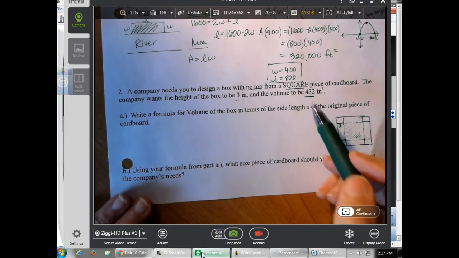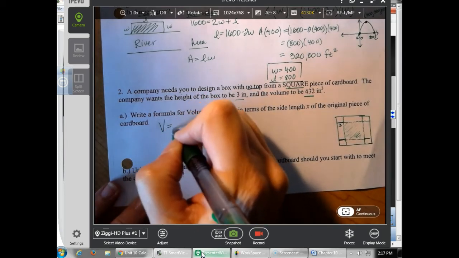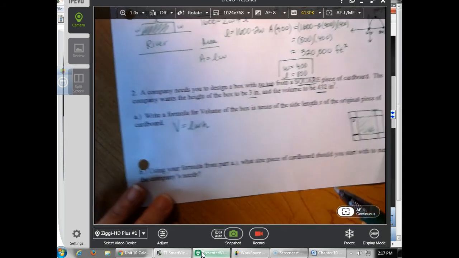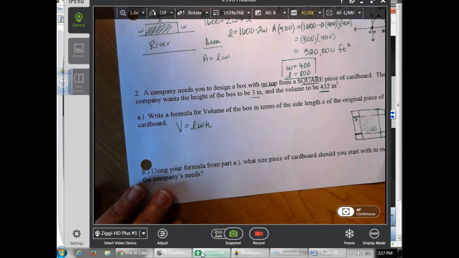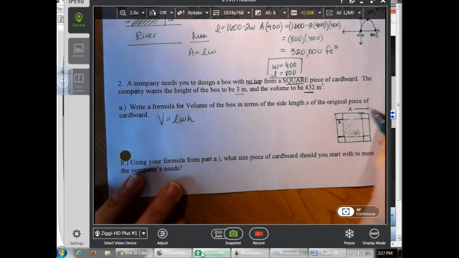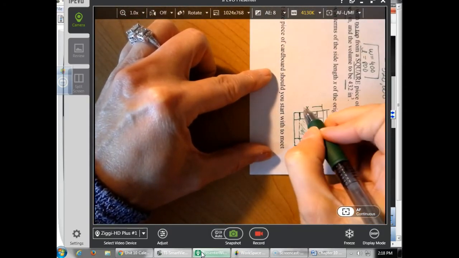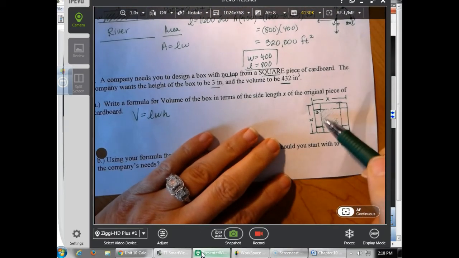And it's telling us the volume is going to be 432 inches cubed. So to write a formula for this volume, remember volume is length times width times height. We do not know any other dimension but 3. But we do know that they're all the same, like from here to here is x, if we want to call it that. I'm just flipping my paper here. And from here to here is also x. So the volume of the box is the area of this base right here, times the height of 3.